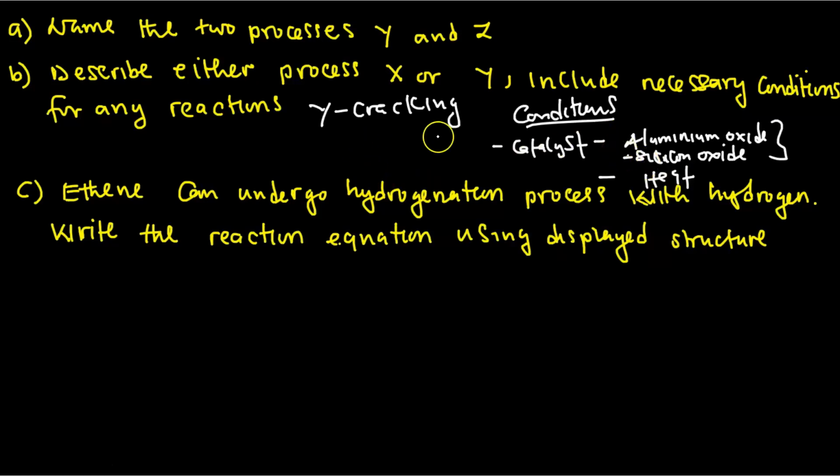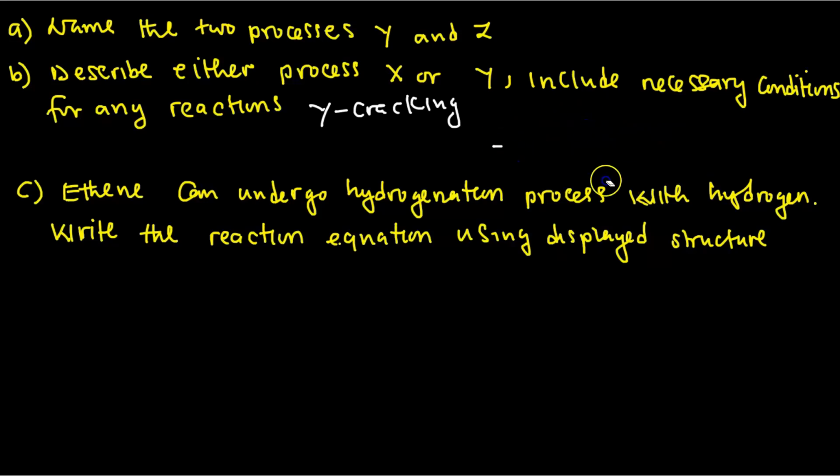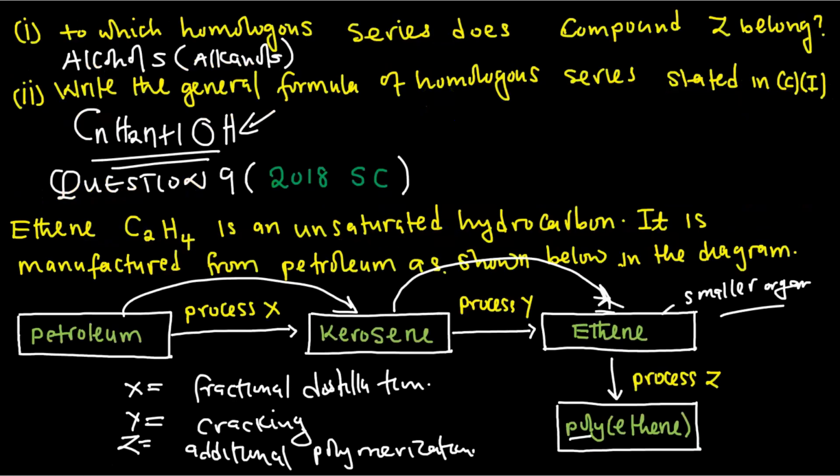Then what about the other one that we can describe, X? Since X is fractional distillation, it involves the use of different boiling points, so the condition is temperature. Then for Z, polymerization, the condition is a temperature of 200 degrees and a pressure of 200 ATP. So at least I've described all the three.